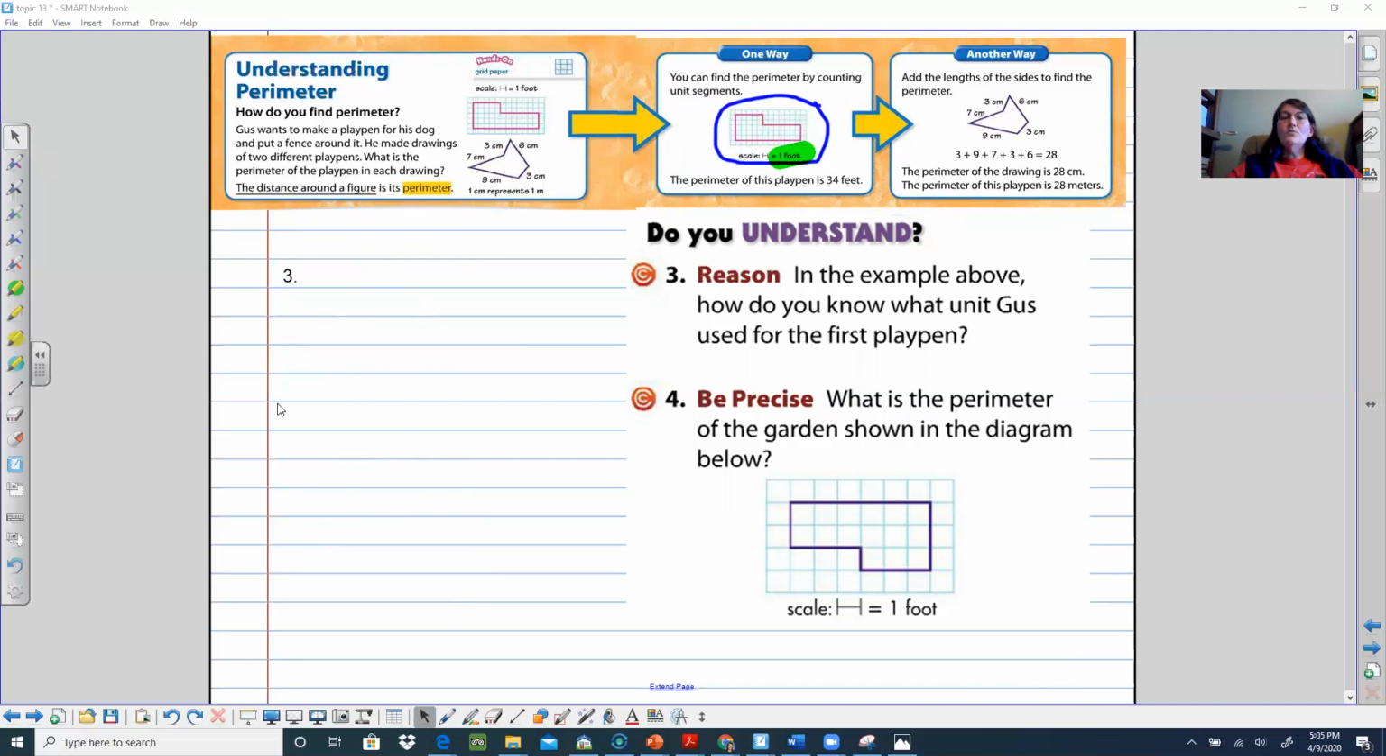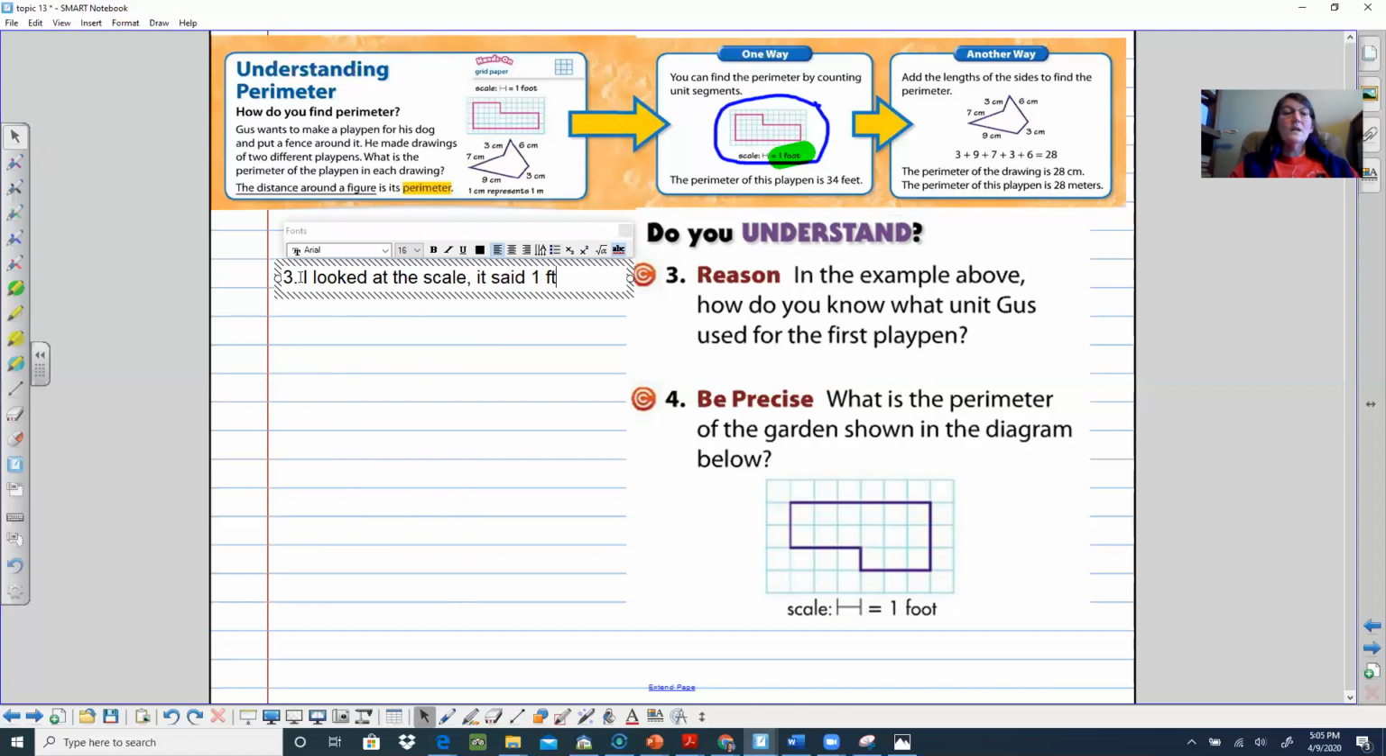So how do you know what unit Gus used for the playpen? On that one, I'm going to type because it's faster than writing. I looked at the scale. It said 1 foot, and I'm going to abbreviate that. So I know that my unit is feet because I looked at the scale.